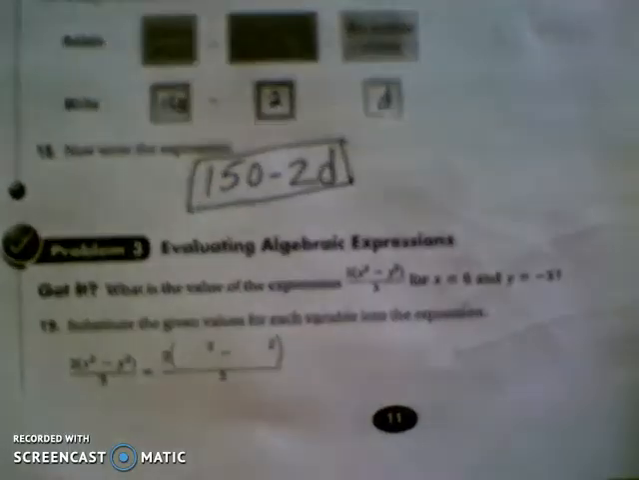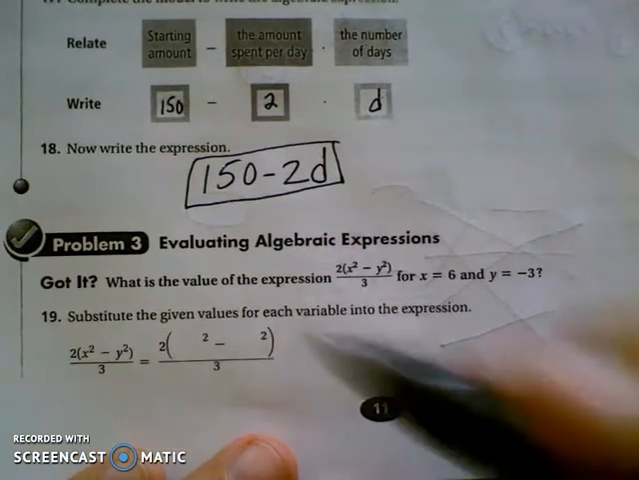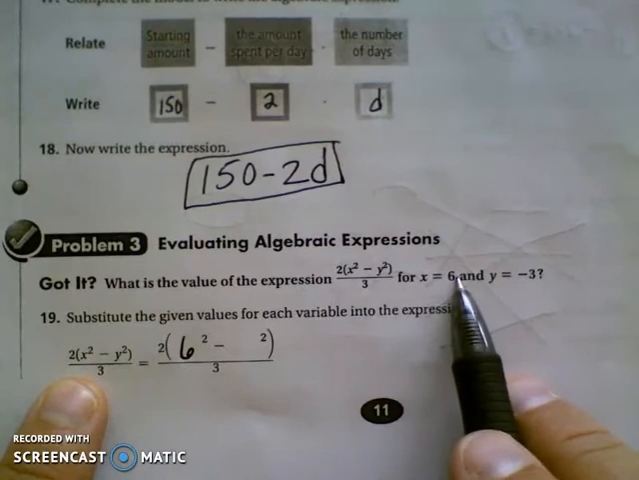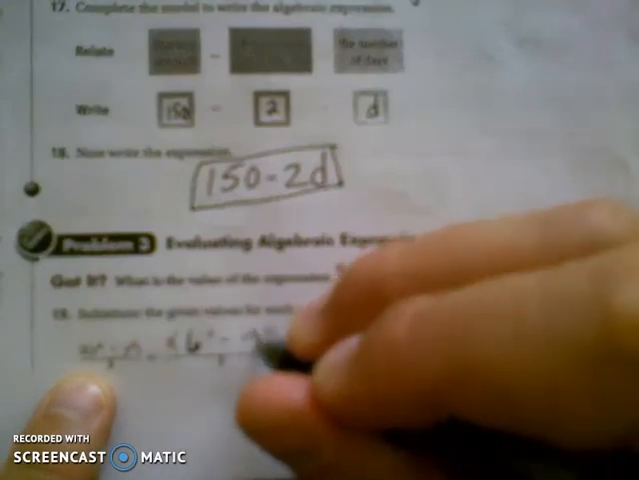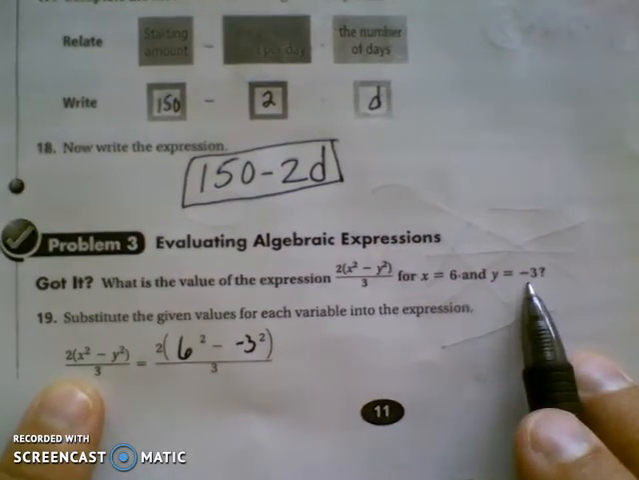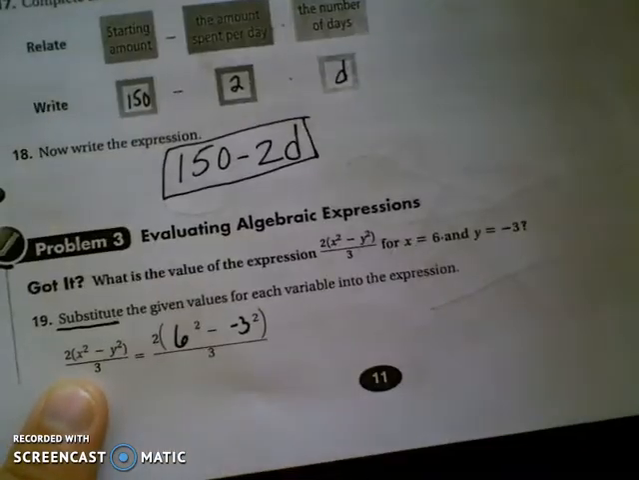All right, evaluating each expression. Down at the bottom of the page, here we go. We got a 6 here because x is 6. It says up there. And we got a -3 here because up there y is -3. So all you have to do, you're just going to substitute them in. Substitute the given values for each variable into the expression.